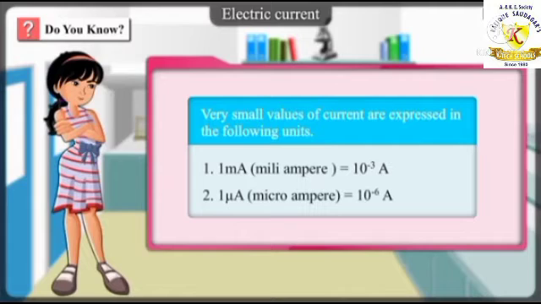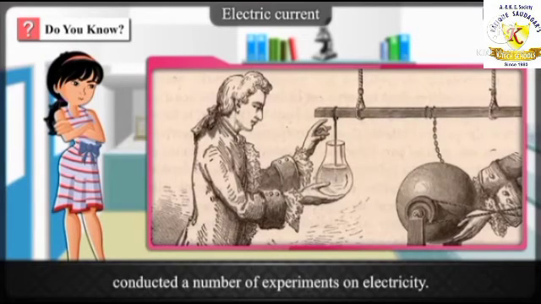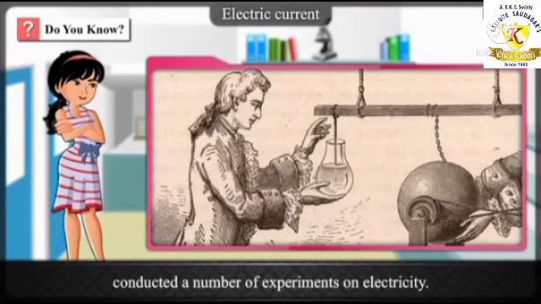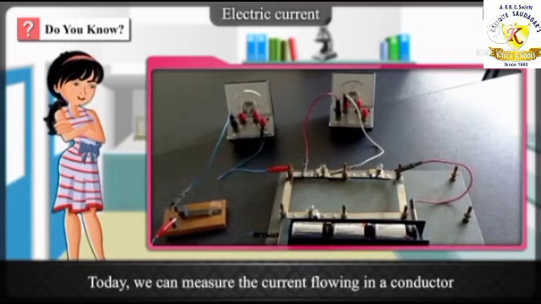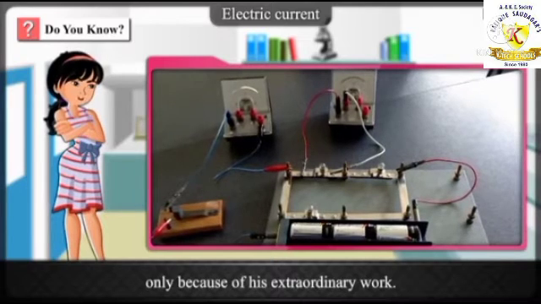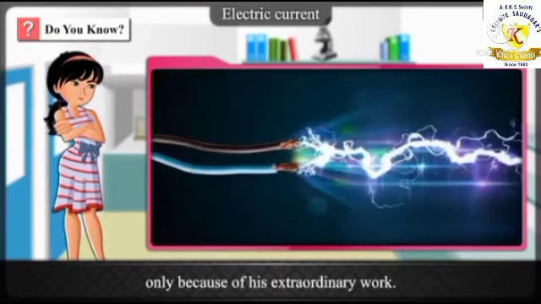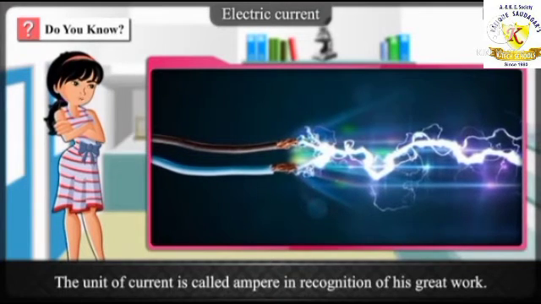And next one, ampere. Introduction to scientist. The French mathematician and scientist Ampere conducted a number of experiments on electricity. Today, we can measure the current flowing in a conductor only because of his extraordinary work. The unit of current is called ampere in recognition of his great work.